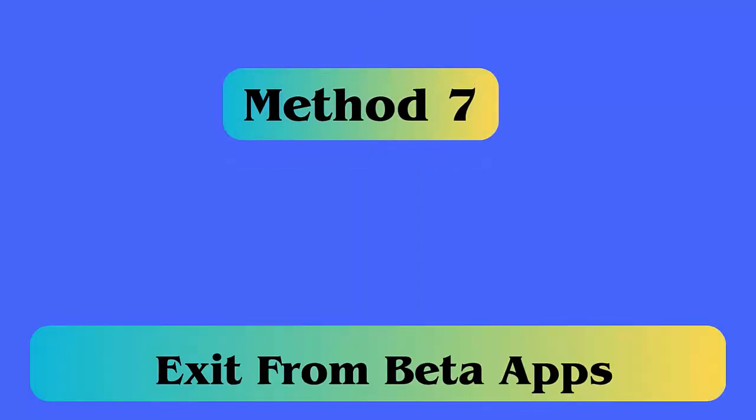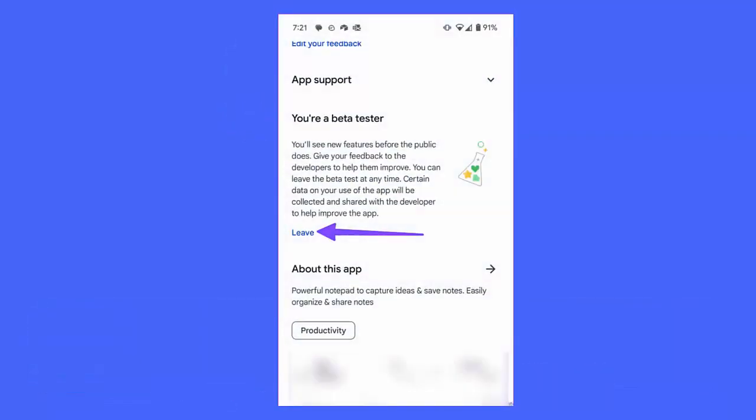Method 7. Exit from beta apps. Many users use the beta version of the app and this can create problem. It is due to autofill password is disabled on beta apps from the developer side. So you should get out of beta apps and wait for stable version.